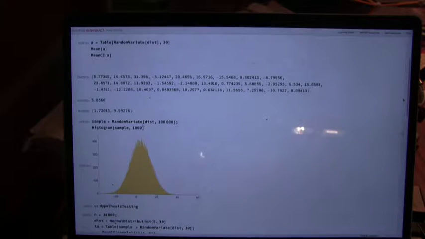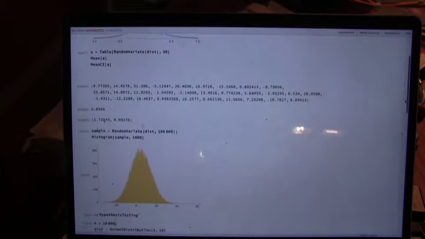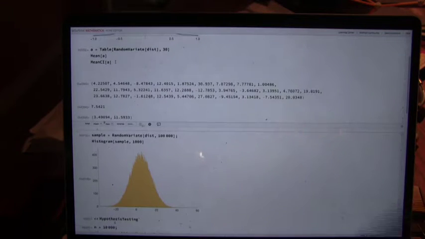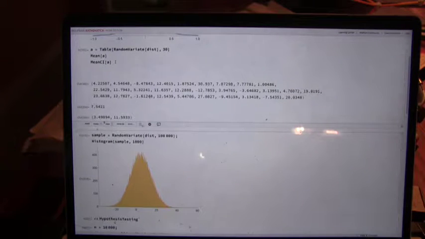Okay. So the first thing I have up here is I'm just going to take 30 numbers from my distribution that has mean of 5 and standard deviation of 10. So here they are. All right. So what are some things you notice about those numbers?